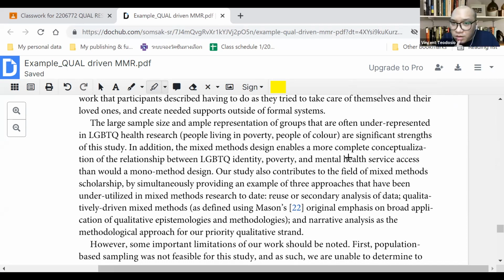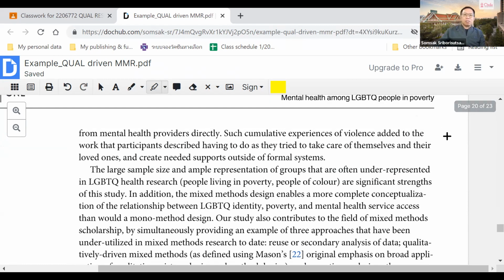One of the limitations of this study is that they were unable to determine to what extent their quantitative sample reflects the broader population of LGBTQ people living in poverty. Yeah, good. The extent of. So they just confess that they can't cover every type of LGBTQ population, right? Yeah, good.